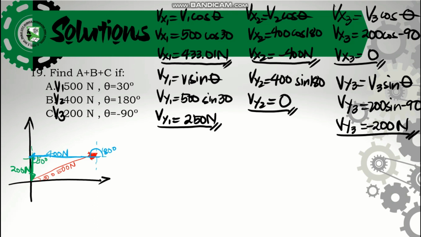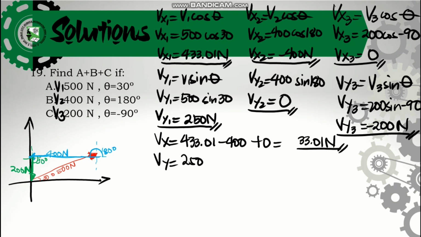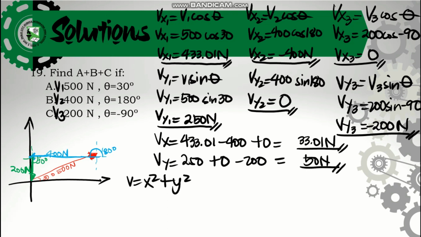Okay, so for those 3 pairs of x and y components, we are just going to get the summation, which is 433.01 minus 400 plus 0 is equal to 33.01 Newton. And then for the y components, we have 250 plus 0 minus 200 will give you 50 Newton. Take note of the total x and y components.